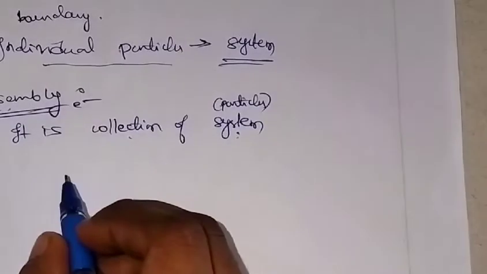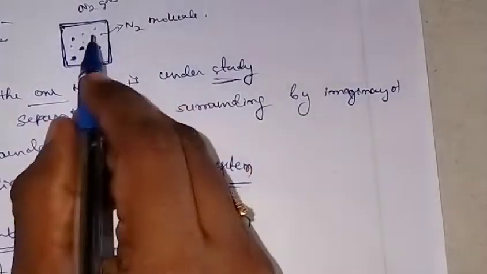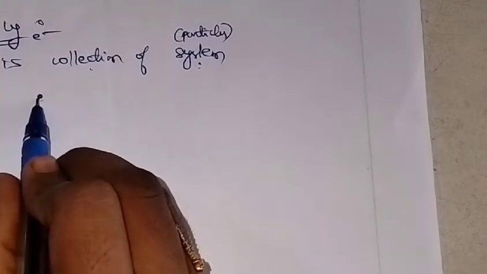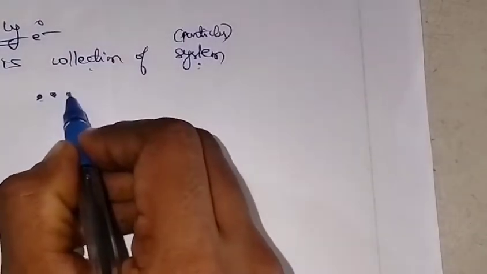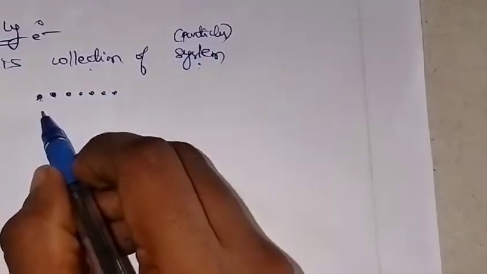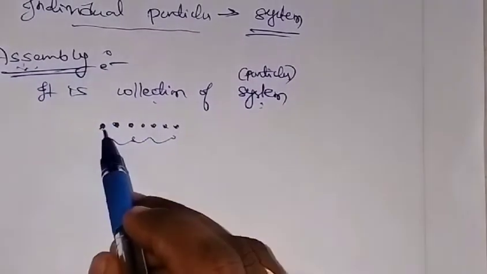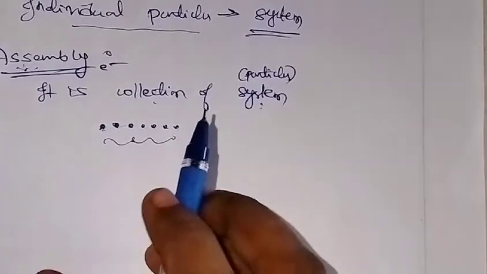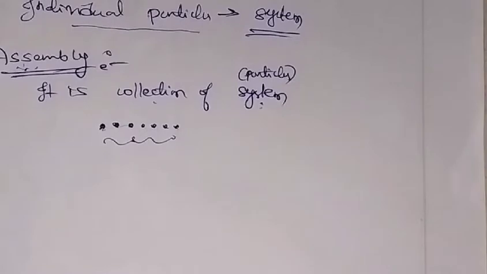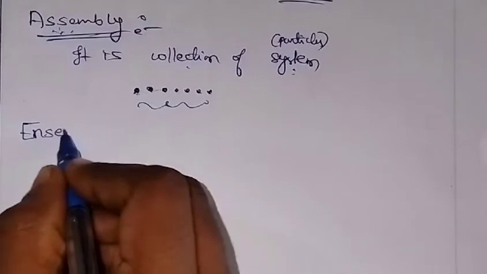Now if you imagine, this is one nitrogen molecule. These dots are representing nitrogen molecules. I have written one nitrogen molecule, and this becomes a system. Now I have a collection of systems or a collection of particles, and we call this an assembly. Assembly means a collection of particles or systems according to statistical thermodynamics.